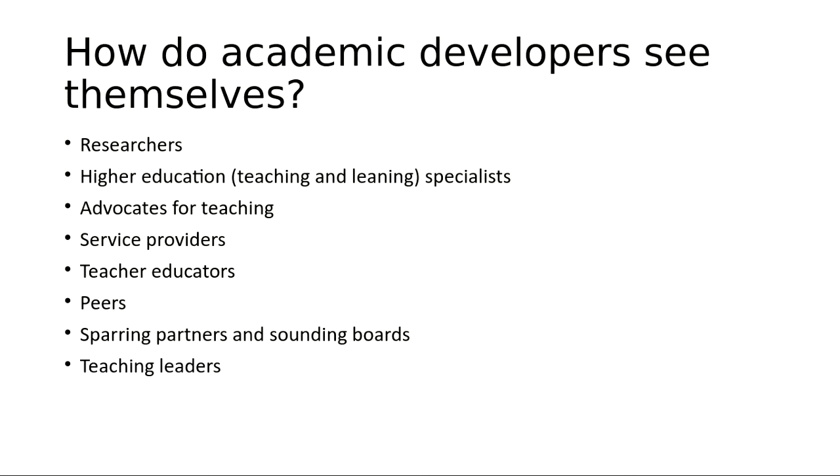So if I look at my colleagues and how they see themselves, again, that varies dramatically based on how they sit in a particular organization. I have colleagues at one university here in New Zealand who see themselves as higher education researchers. That is what they do, and that is what they focus on. I have colleagues in another university who see themselves quite clearly as a service provider. So we are here to help colleagues with teaching and learning.